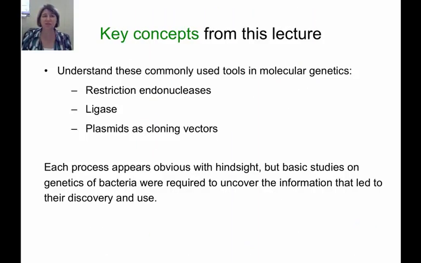Just to review, the key concepts which we've covered in this lecture is that we wanted to understand some of the commonly used tools in molecular genetics. We've talked about restriction enzymes, we've talked about ligase, and we've talked about plasmids as cloning vectors. As I describe these to you, hopefully they seem quite reasonable and simple and straightforward. However, remember that it was basic studies on the genetics of bacteria and viruses which uncovered the information that we required to lead to the discovery of the use of these tools. It looks very clear in hindsight, but at the time the researchers involved had to work out some pretty complex situations.